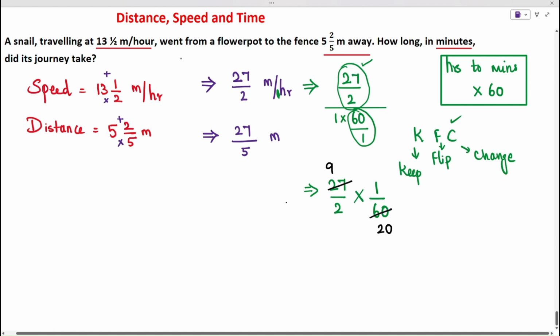Now if we multiply our two fractions together, we're left with 9 in our numerator over 2 times 20, which is 40. 9 over 40 is now the speed of the snail in meters per minute.